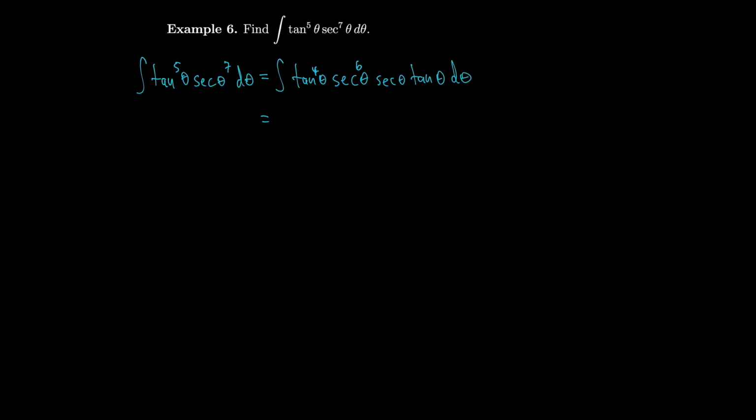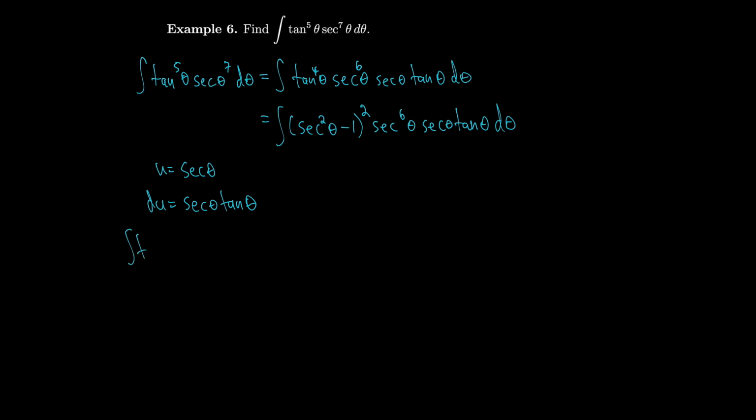So for the rest of it, how about I replace this tangent with secant squared minus 1. And it was to the 4th, so I have to square it. I'll keep my secant to the 6th because now everything's in terms of secant, except for my du term, secant tangent. So we'll let u equal secant this time. Then du is secant tangent, like we said.